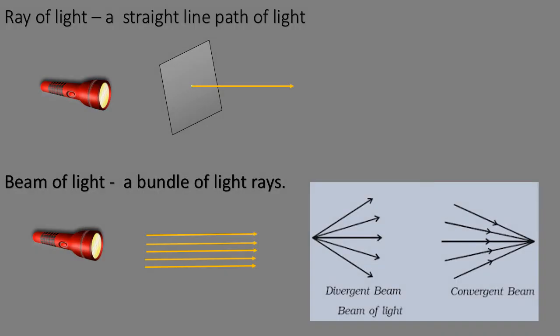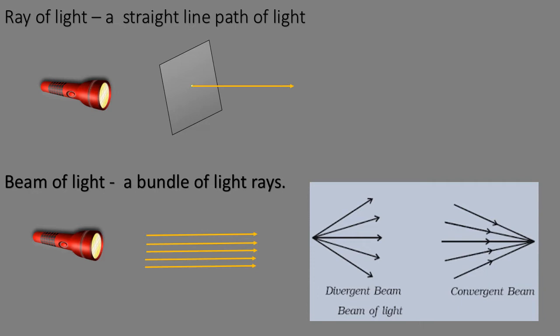Children, let us understand the difference between a ray of light and a beam of light. A ray of light is just a concept. That means a straight line path of light is called a ray of light. You can see there. And what is a beam of light? A bundle of light rays is called a beam of light.